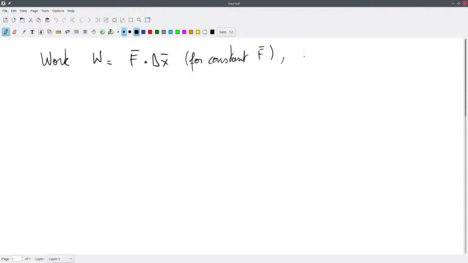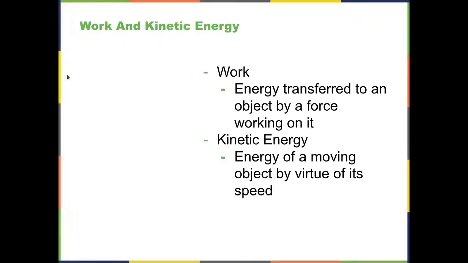Notice that this can have any sign, right? We can have positive work, negative work. It just depends on the orientation of those forces with respect to the displacement. And if they're pointing in opposite directions, then we'll get a negative dot product. So that's work, again, the energy transferred to an object by a force working on it.